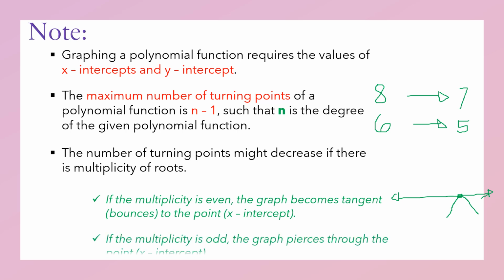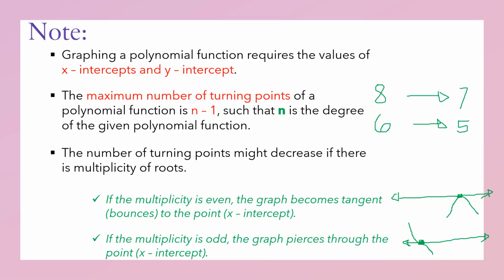But if the multiplicity is odd, the graph will be able to pierce through the point or the x-intercept. If we have this x-axis again, and for example, this is the point that we're going to pass through, and this point has a multiplicity of 3, which is an odd number, we will still be able to pierce through it. Just like this one. That is the possible effect of the multiplicity in graphing a polynomial function wherein one of the roots has an odd multiplicity.